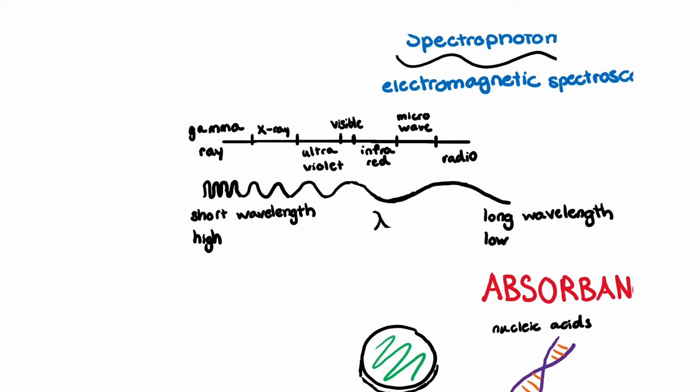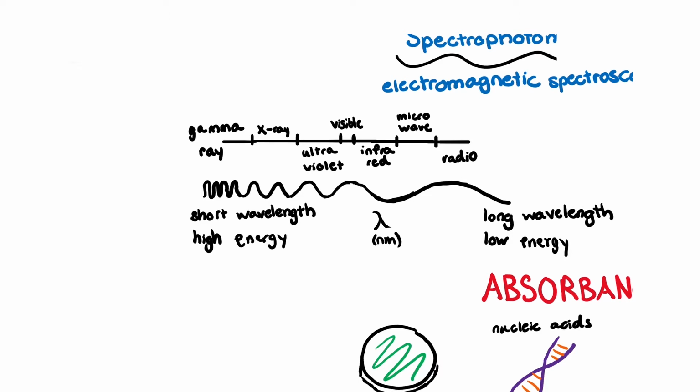And the way it works is gamma rays and X-rays have shorter wavelengths and higher energy, while radio waves on the other side have longer wavelengths and low energy. Wavelength is characterized by the Greek letter lambda, and this wavelength is measured in nanometers. And this is going to be important when we look at the different biological molecules that are measured at different wavelengths. Now, the electromagnetic spectrum is found from light.